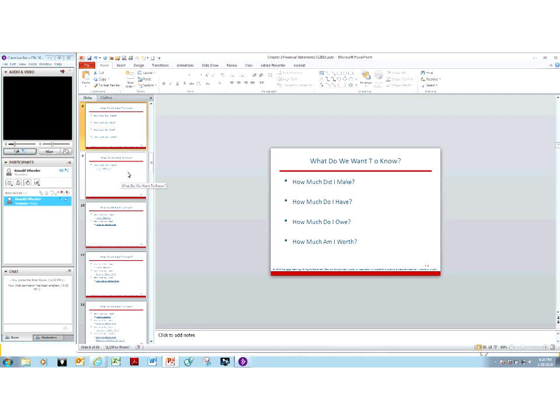So let's take a look here. If this is what I want to know, how much did I make? Well, in the financial statement world, that's going to come in the form of an income statement. We call it a P&L in the vernacular, profit and loss statement. Remember, I wanted to know how much do I have? Well, it's the asset section on the balance sheet. Pretty simple. Then I want to know how much do I owe, which is the liability section on the balance sheet.